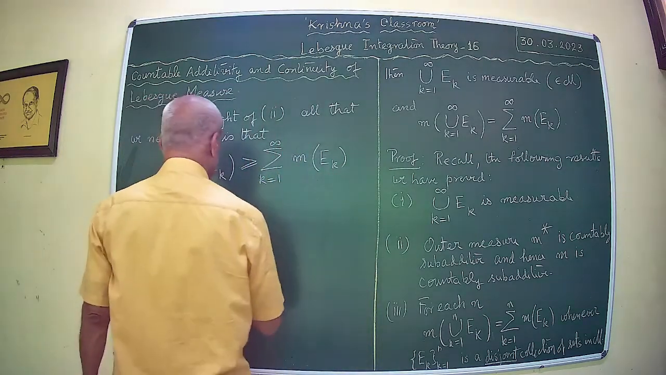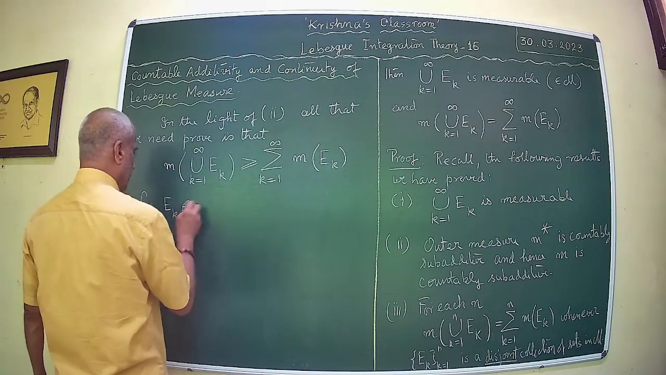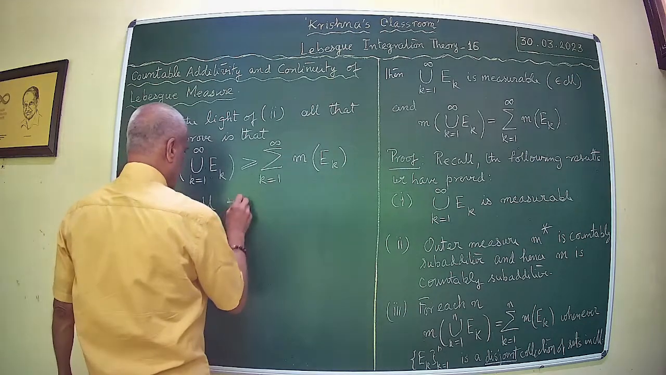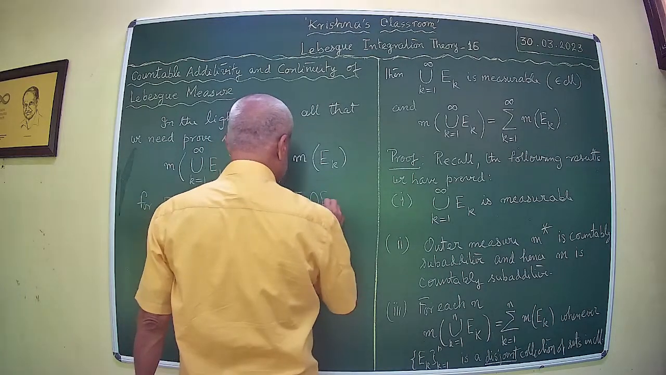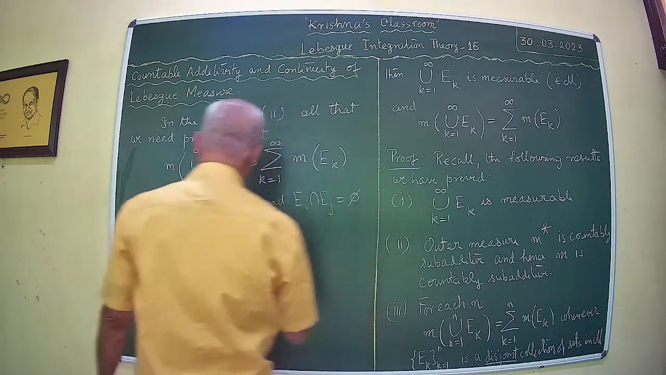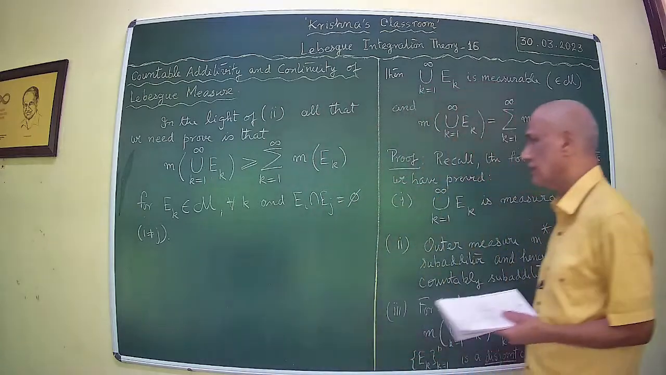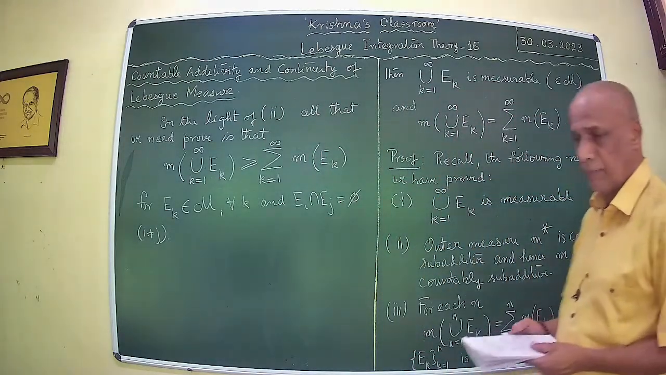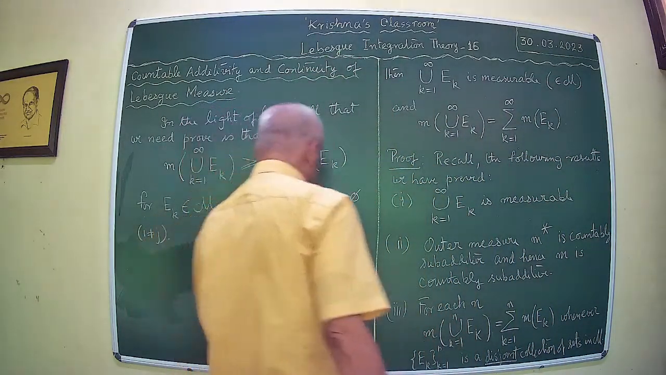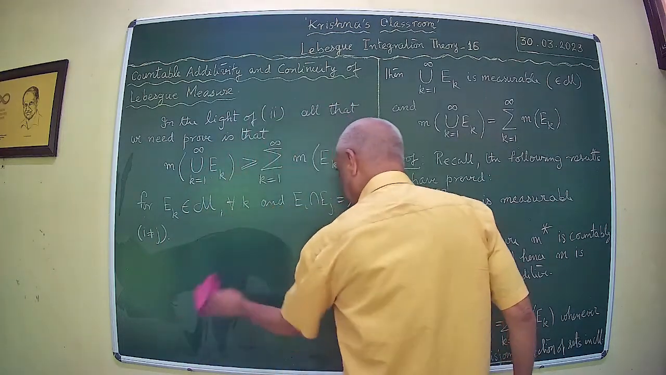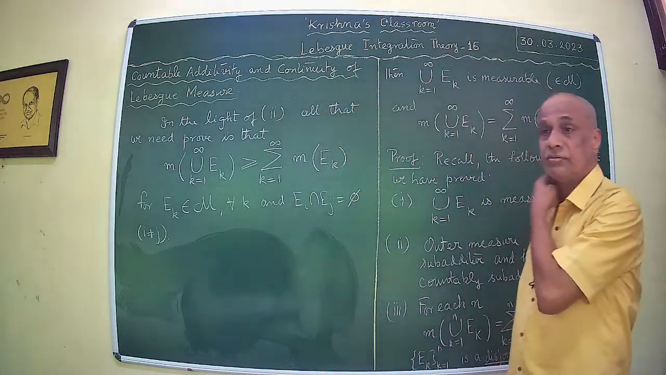for Ek belonging to M and Ei intersection Ej empty whenever i is different from j. This is what we need to prove. So once you prove this, in the light of the subadditivity property, there is only one side inequality we have to establish, but the other one is already there, and m star is equal to m for every element of script M.